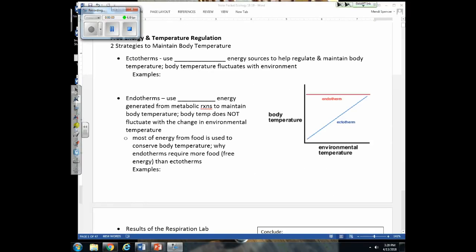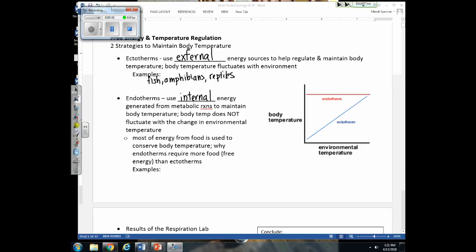In the past, we already looked at 2 thermoregulation strategies, 2 ways that organisms use energy to maintain homeostasis, to maintain body temperature. Ectotherms, we said, use external energy sources to help regulate body temperature. Examples include fish, amphibians, like your frogs, and your reptiles. Whereas endotherms use internal energy sources to regulate body temperature. They're relying on reactions releasing heat to increase body temperature.